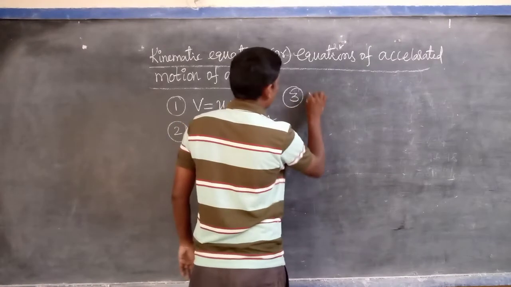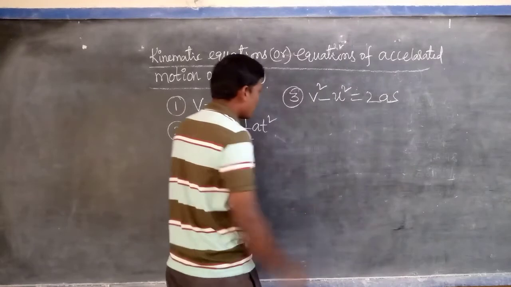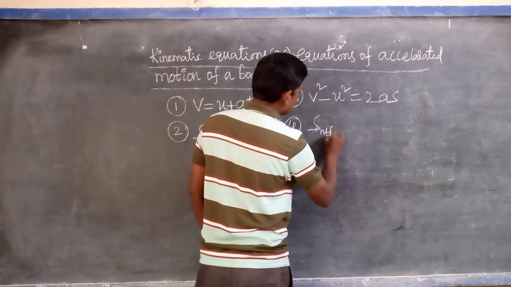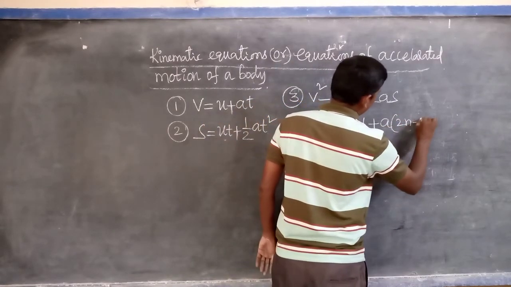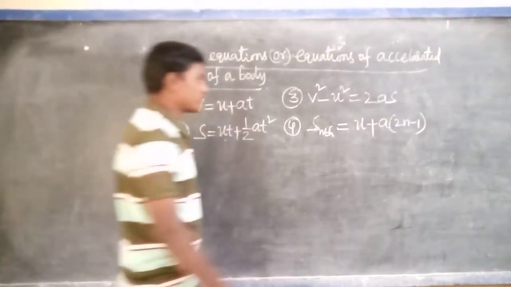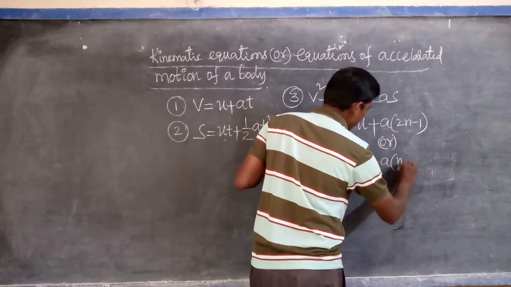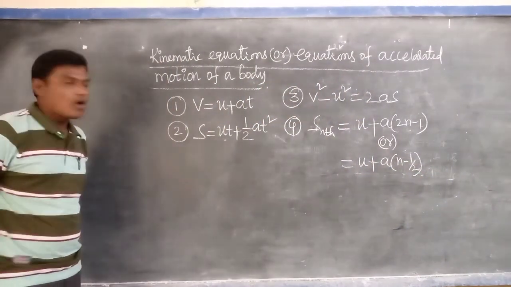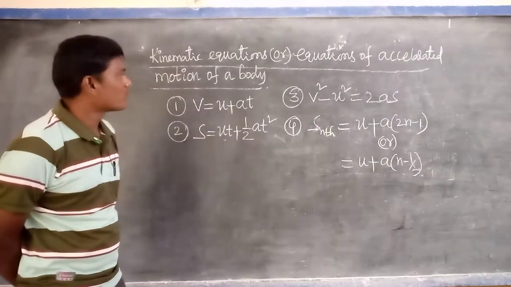Third one, v squared minus u squared equals 2as. And the fourth one, S of n equals u plus a into (2n minus 1) by 2, or u plus a into (n minus 1) by 2. So these four equations are called kinematic equations, or equations of accelerated motion of a body.